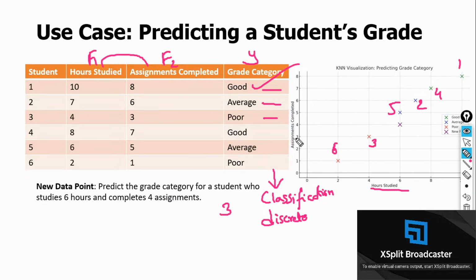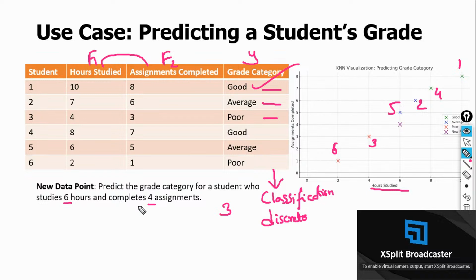Now, the challenge that we have is, it's not a challenge, it's a task for us. We have a new student coming into the class. For the new student, the hours of study is 6 hours. He studied for 6 hours and he has completed 4 assignments. We are supposed to predict under which category the student falls.